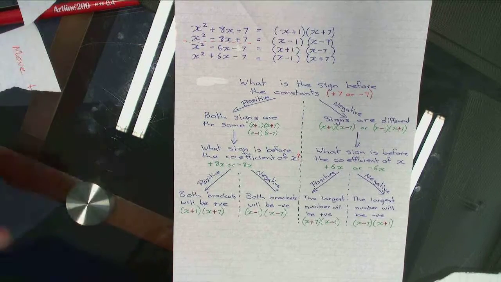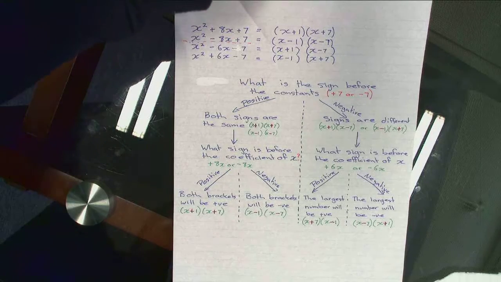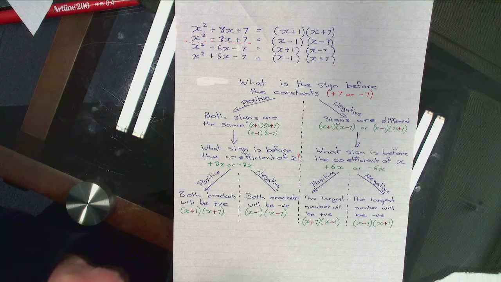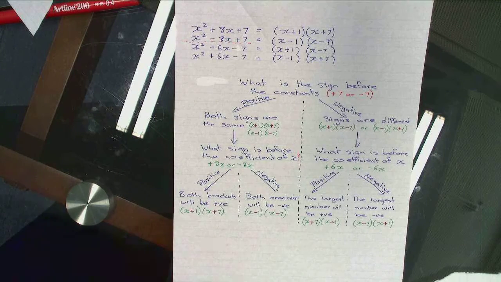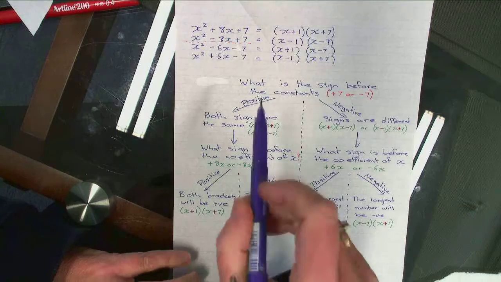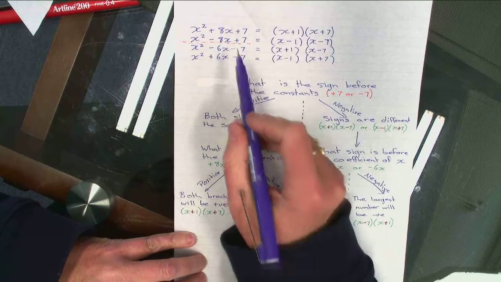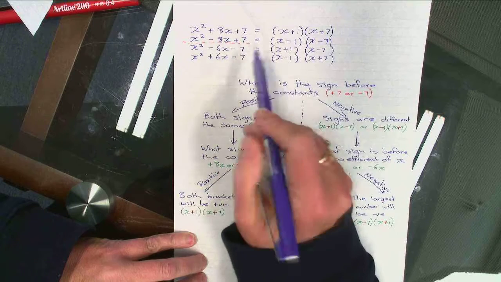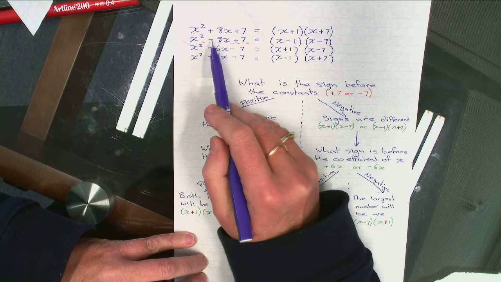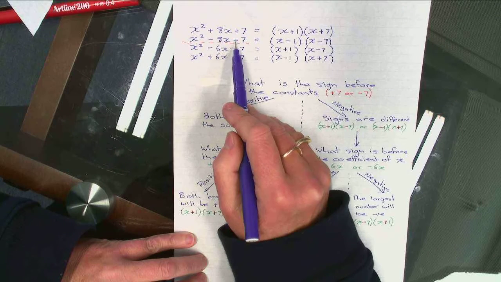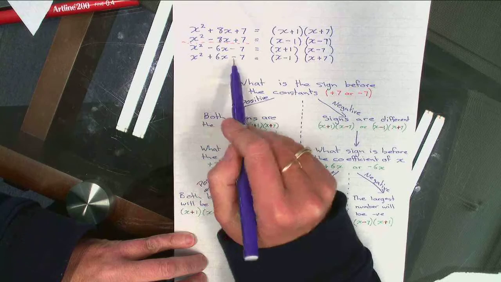Okay, so today what I'm going to show you is the use of this flow chart to help you work out where the pluses and minuses go in our factorising monic quadratic equations. So I've got four equations here, one with a plus here and a plus here, one with a minus on the left and a plus on the right, two minuses, and then a plus and a minus.